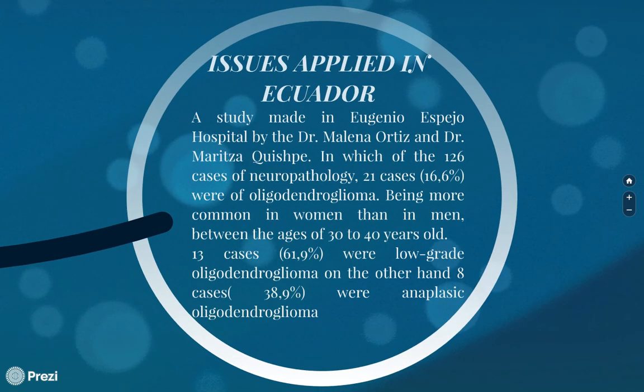Issues applied in Ecuador. A study made in Eugenio Espejo Hospital by Dr. Maleno Ortiz and Dr. Maritza Quispe, in which of the 126 cases of neuropathology, 21 cases, 16.6%, were of oligodendrogliomas, being more common in women than in men between the ages of 30 to 40 years old. 13 cases, 61.9%, were low-grade oligodendrogliomas. On the other hand, 8 cases, 38.9%, were anaplastic oligodendroglioma.